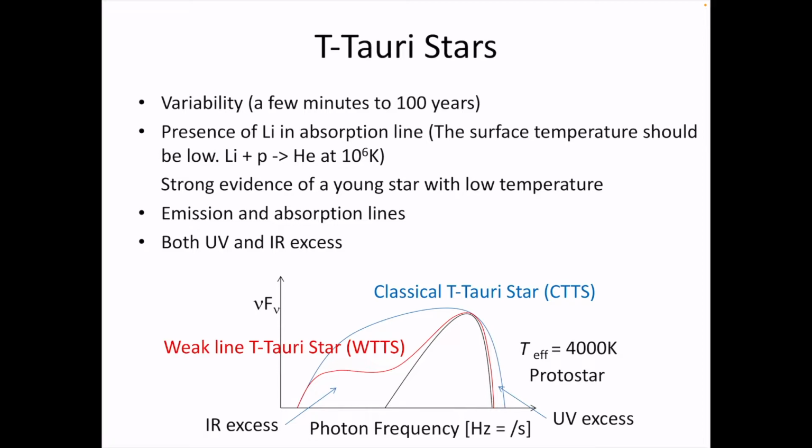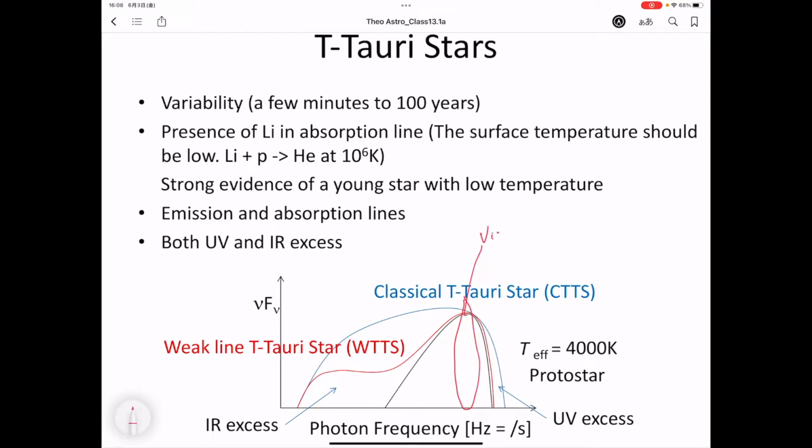The emission and absorption lines are clearly shown in the spectral energy distributions, with both UV and IR excess. UV excess shows the high energy excess, and IR excess shows the low energy excess. This is a spectral energy distribution. The horizontal axis shows the photon frequencies. The vertical axis is the flux from T-Tauri stars. This region is visible light. We can see only the visible light. We cannot see the IR or UV.